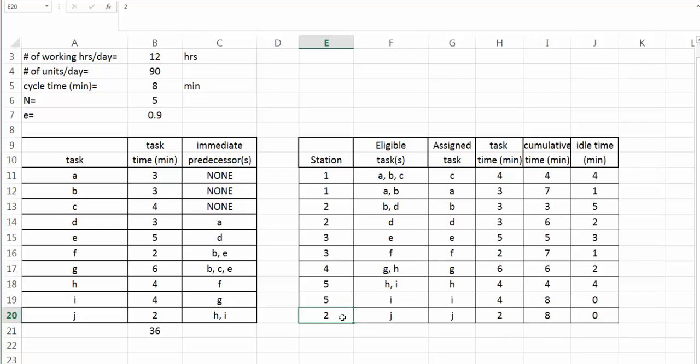Workstation 2 over here is similar to what I mentioned earlier, the receptionist at the dentist's office. She's responsible for checking in, sort of like task A, but she is also responsible for checking out, payment, scheduling the next appointment. Those are similar to our task J over here.